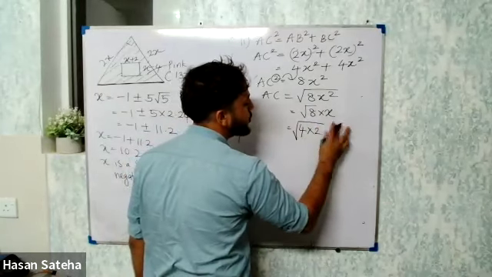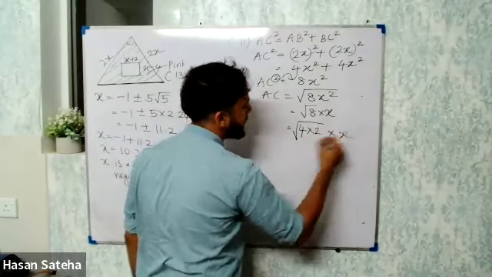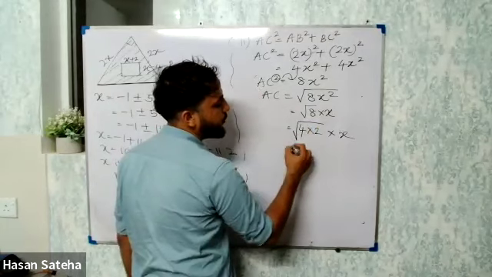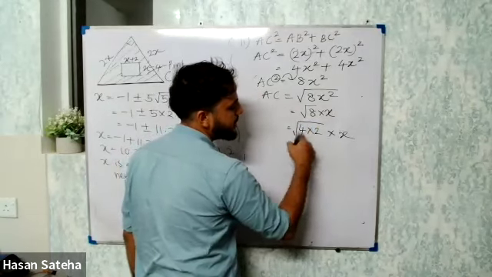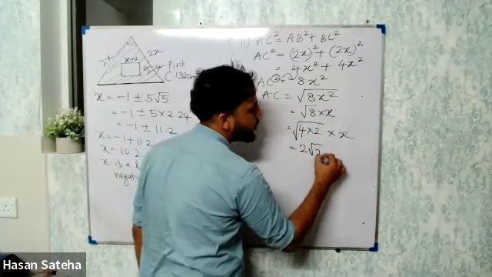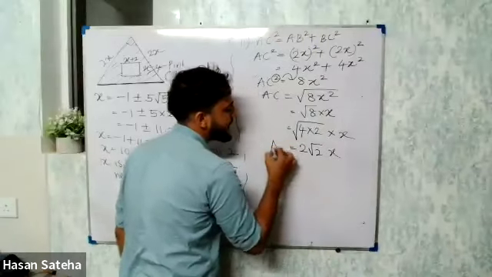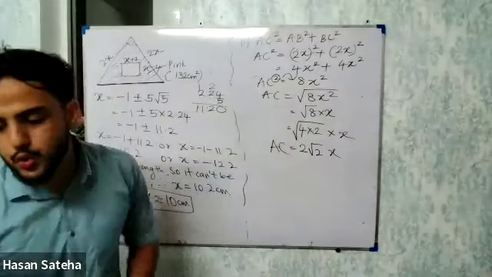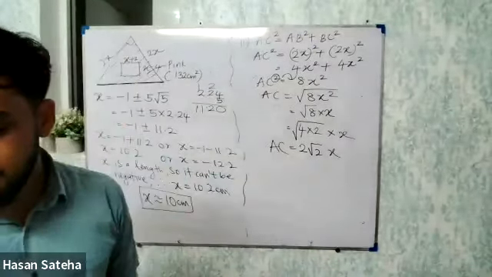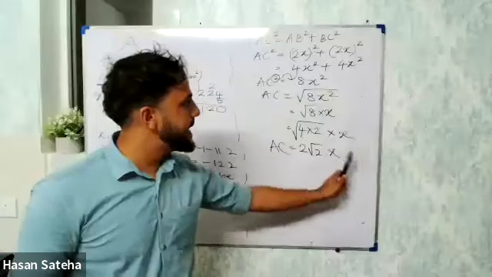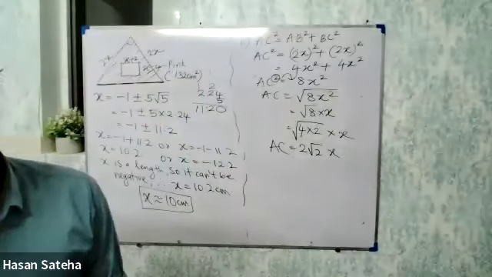Root 4 into 2. Don't forget you have an x here. Square root of 4 is equal to 2. Then we have square root of 2 into x. That is 2 root 2x. Okay? Right. Now we have shown that the longer side is equal to 2 root 2x.